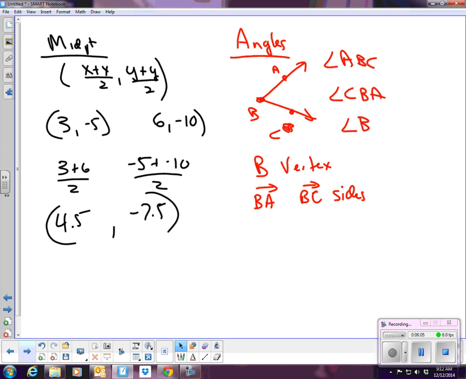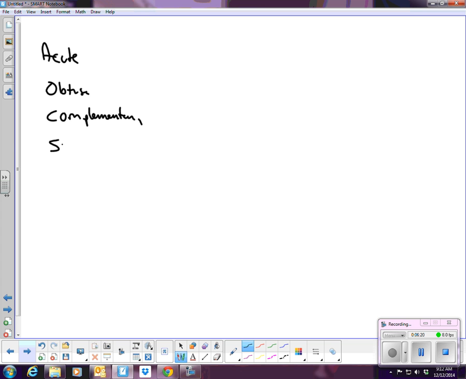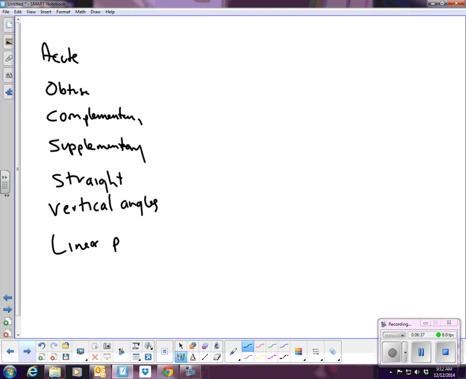All right, so when you've built on angles, there were a whole bunch of angles you need to remember. So acute, obtuse, complementary, supplementary, straight, and linear pair. Oh, vertical angles and linear pair. I forgot adjacent.